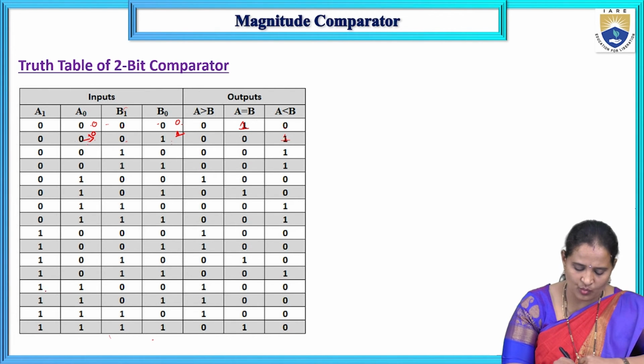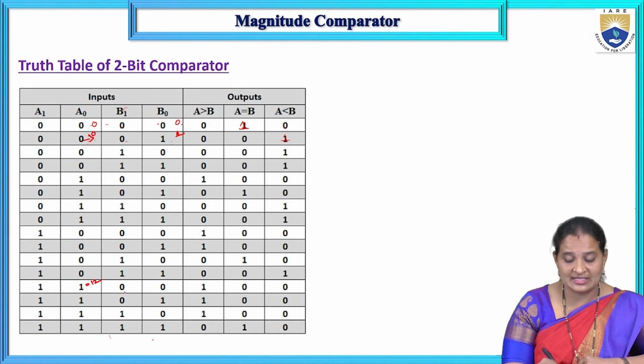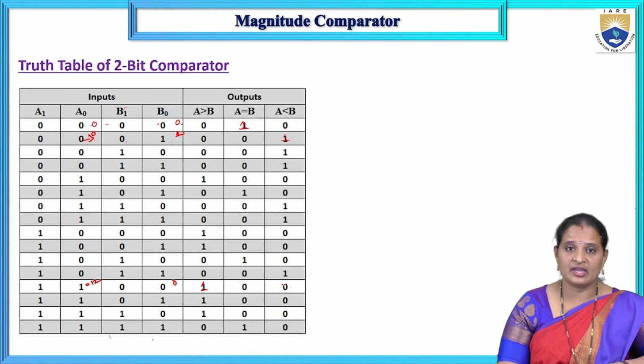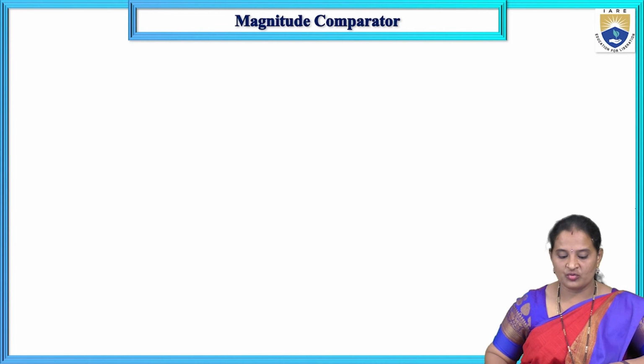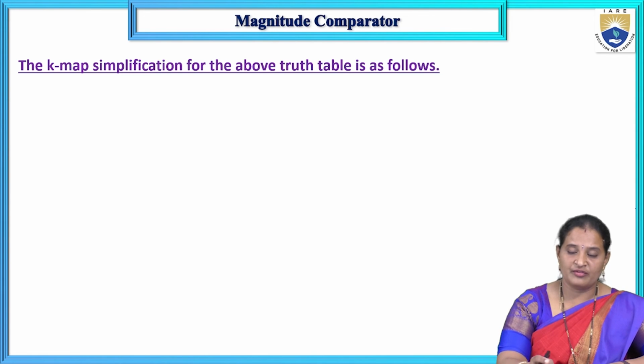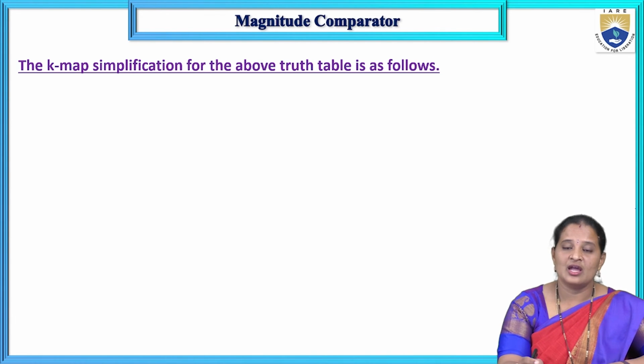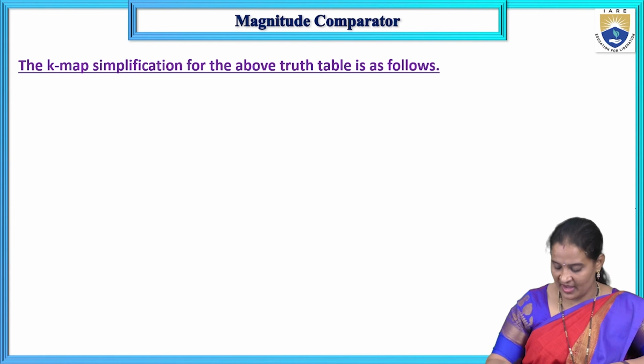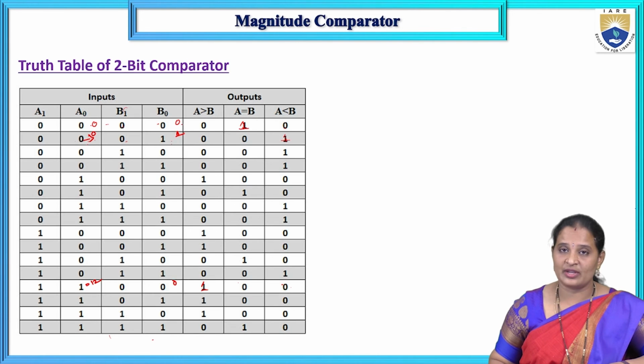For example, let us take 1100. 11 means 12, whereas 00 is 0. So A, which is 12, is greater than B. That is why A greater than B is 1 and the remaining two are 0. Like that we can frame the truth table for the 2-bit magnitude comparator. Based on that we can get the mathematical expression, and also we can draw the logic circuit by getting the simplified Boolean expression.